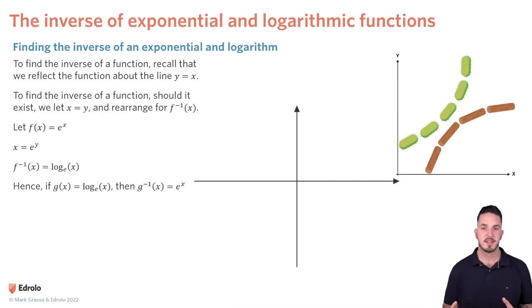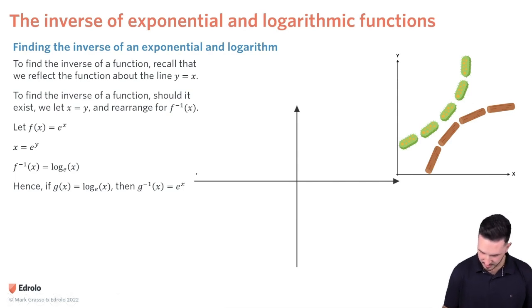That is, we reflected about the line y equals x. So to find the inverse function, should it exist, we let x equal y and rearrange for the inverse of x. So in this instance, let f of x equal e to the power of x, so an exponential function. We can see that x equals e to the power of y, and therefore taking log e of both sides, we're left with the inverse is equal to log e of x. So hence, if g of x equals log e of x, then the inverse of that would also equal e to the x. And we can sort of see this graphically as well.